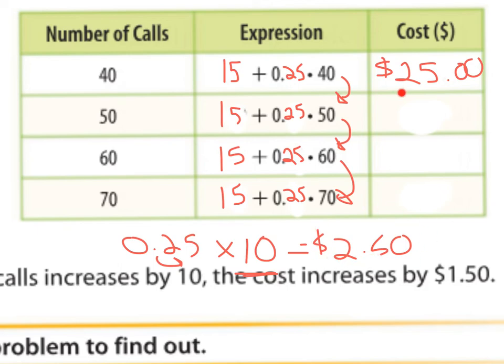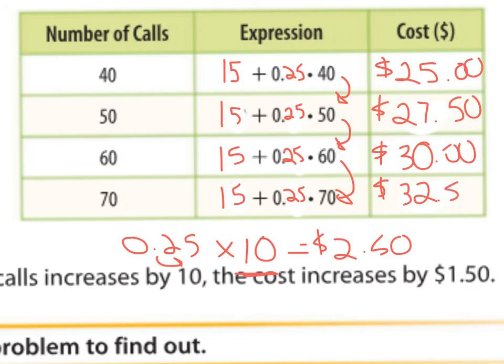So we simply just have to add $2.50 to that. So it becomes $27.50. Now it becomes $30. And then it becomes $32.50. Okay, if that doesn't make sense to you, please go ahead and actually find the product and add 15. Find the product, add 15. Multiply, add 15.